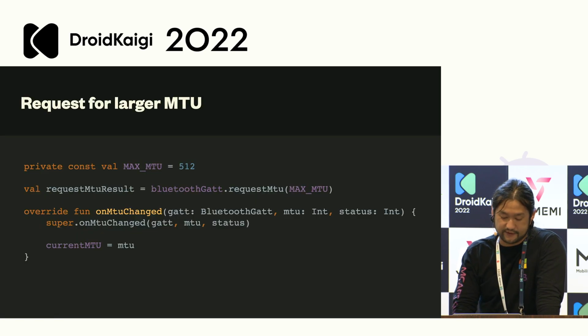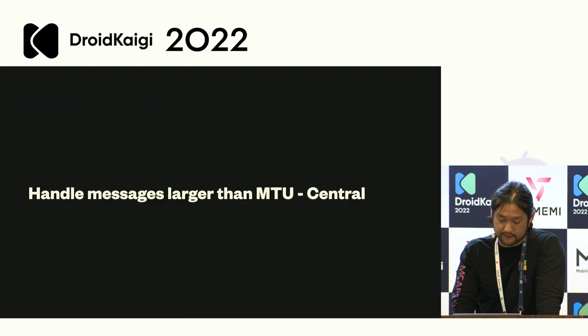Requests to extend MTU are very simple. Central can request an extension from the peripheral with the requestMtu method and receive the result from the onMtuChanged callback. However, it is not guaranteed at all whether the request will be accepted by the peripheral or not. So, from here, let's look at the way to handle a message larger than the MTU.